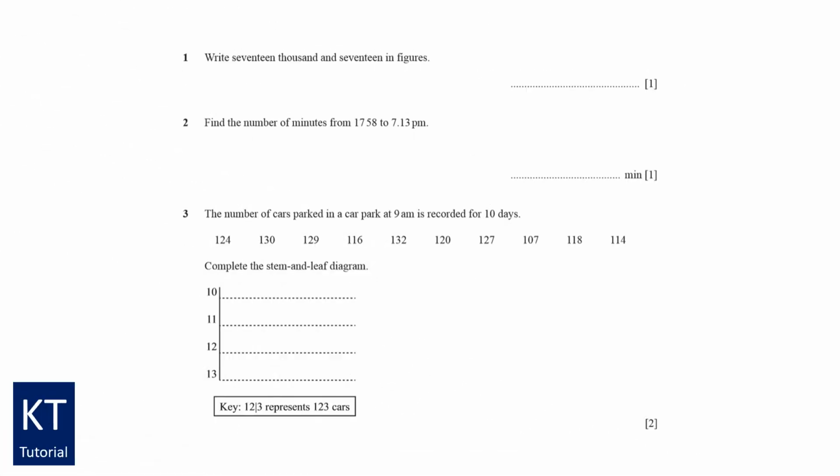Question 1. Write 17,017 in figures. It will take on the numbers 17017. Question 2. Find the number of minutes from 1758 to 7:13 p.m. In converting the 12-hour clock to that of a 24-hour clock, we can identify the timings being different by 1 hour and 15 minutes, or 75 minutes.